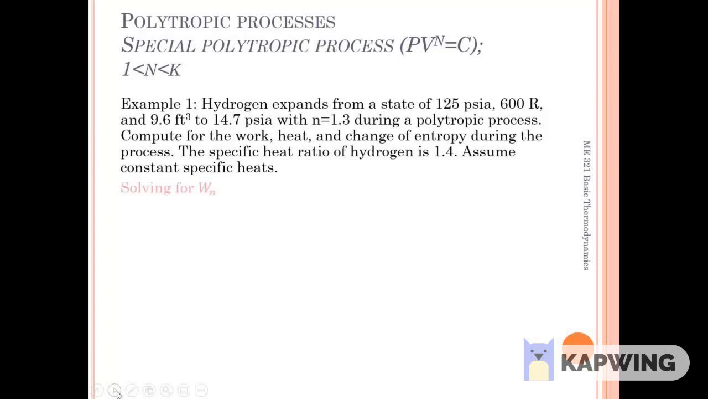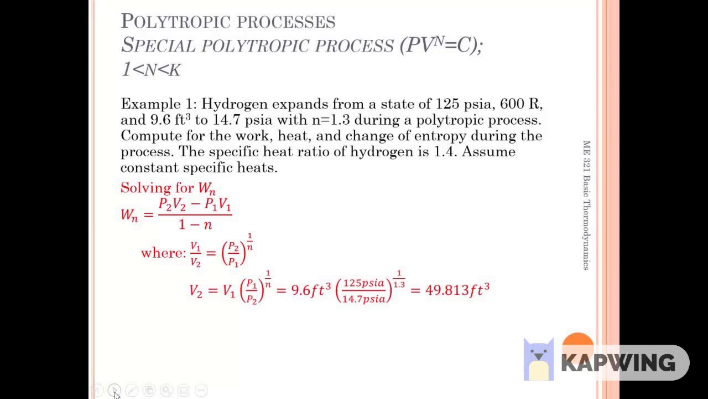Now let's start with solving the non-flow work. This is the formula for finding the non-flow work during a special polytropic process. Notice that only the final volume V2 is the unknown quantity in the right side of this formula. But we can compute for it using the equation for the PVT relationship for a special polytropic process. By isolating V2 on the left side of the equation and substituting all the known values in the right side of the equation, we will now be able to compute for the value of V2.